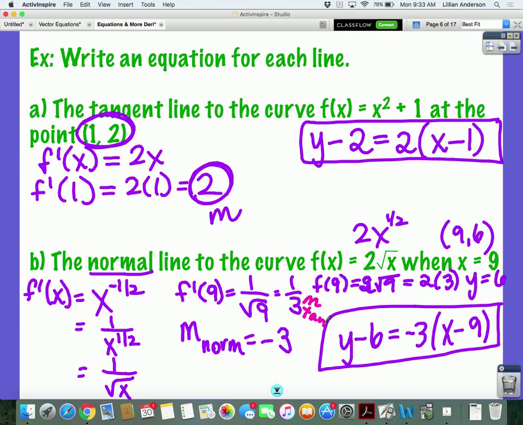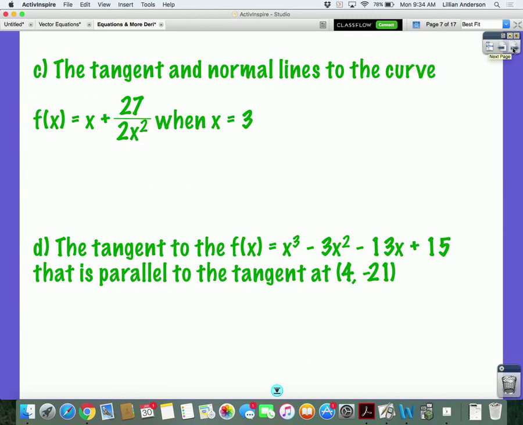Let's look at some more. We have to find the tangent and normal lines to the curve f of x equals x plus 27 over 2x squared when x equals 3. Now, just like the last one, we don't have a y value here, so we need to find it. When we plug in 3 for x into the original function, we'll figure out what the y value is. So it's going to be 3 plus 27 over 2 times 9.